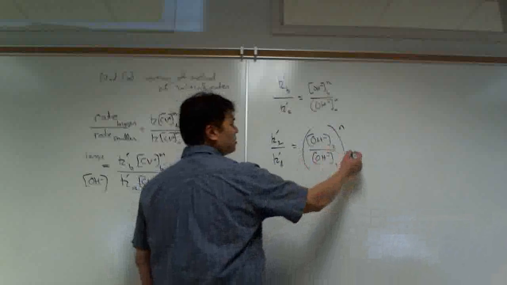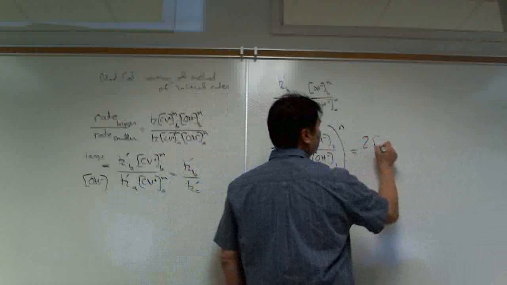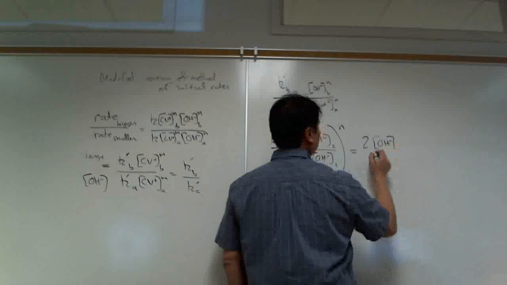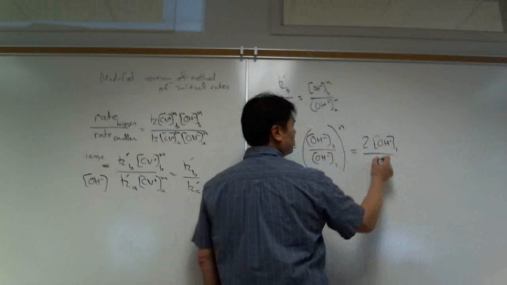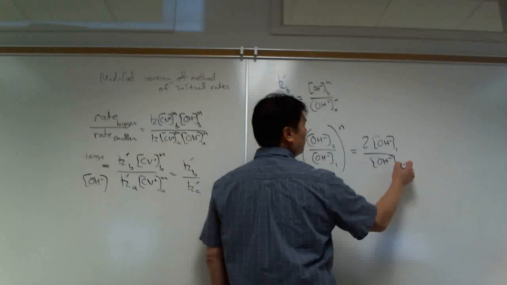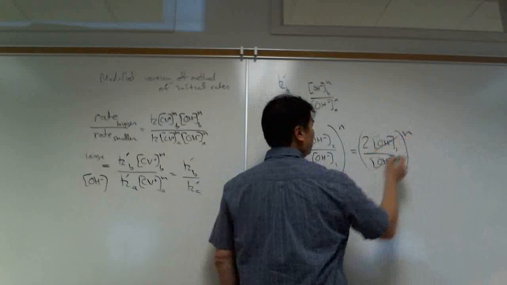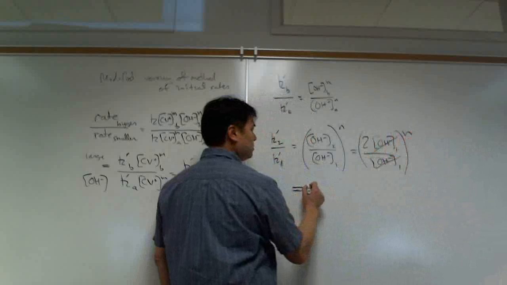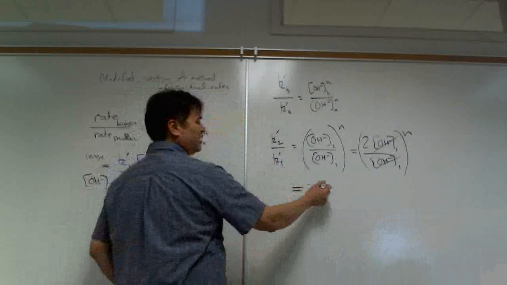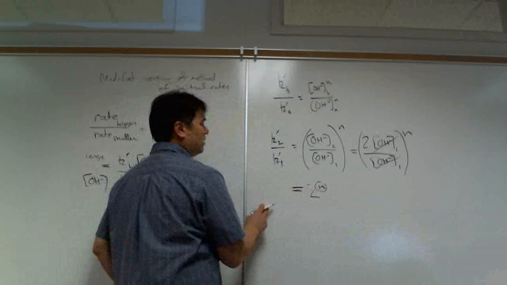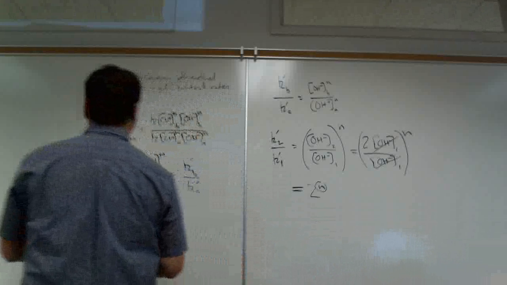Now the hydroxide concentration for 2 is double the hydroxide concentration for 1. So we're going to just have 2 times the hydroxide concentration for 1 over the hydroxide concentration for 1. And so the hydroxide concentrations cancel, and we get 2 to the n. Now, we can figure out what n is by just using some math. But how do we determine K prime 2 and K prime 1?